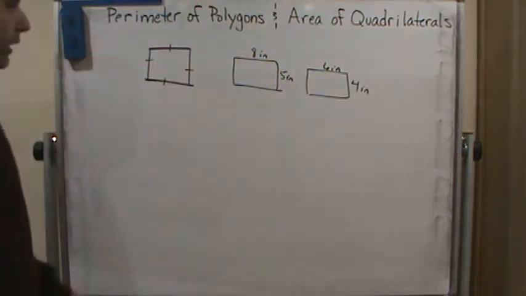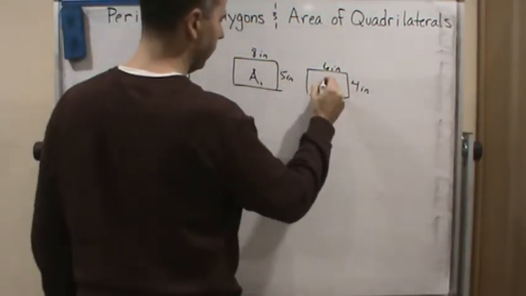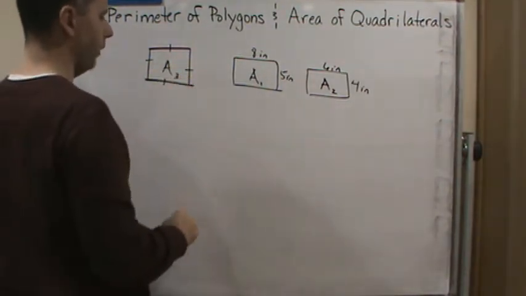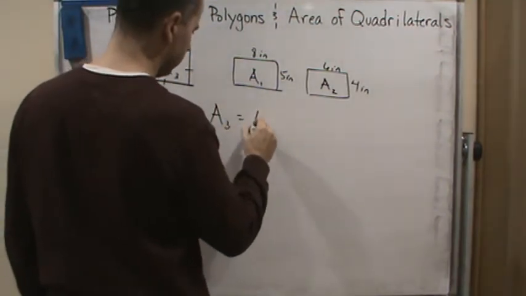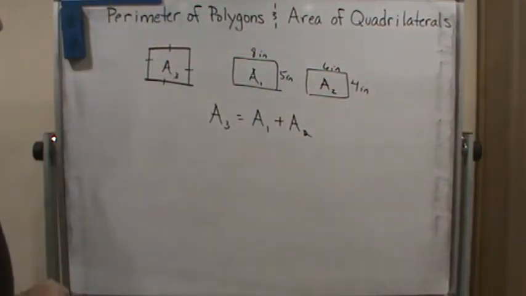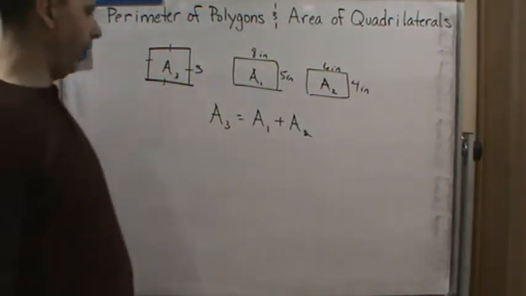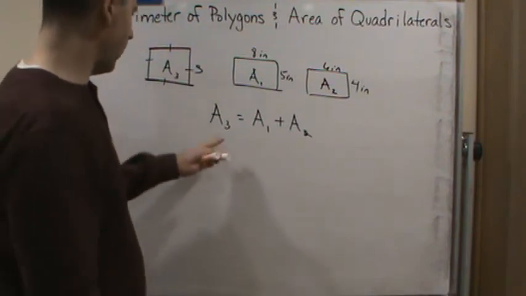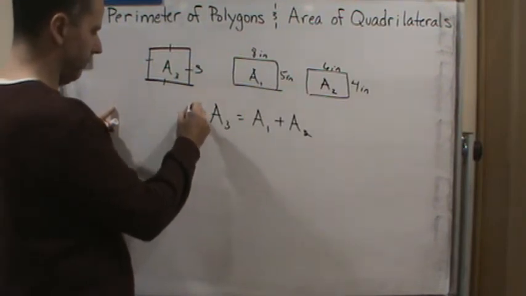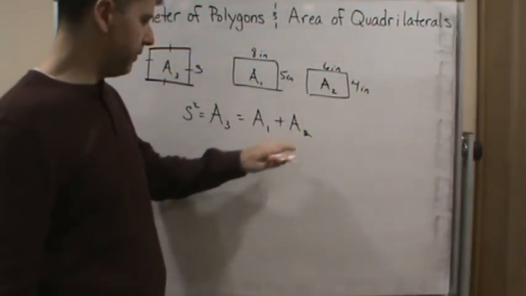Now, we know that these two areas add up to this one, very similar to the one that we did earlier. So we'll call this area 1, area 2, and area 3. So area 3 equals area 1 plus area 2. Now we want to find the length of the side of this air duct. First of all, we know that the area A3 is equal to S squared. So S squared has to equal the sum of these two areas.